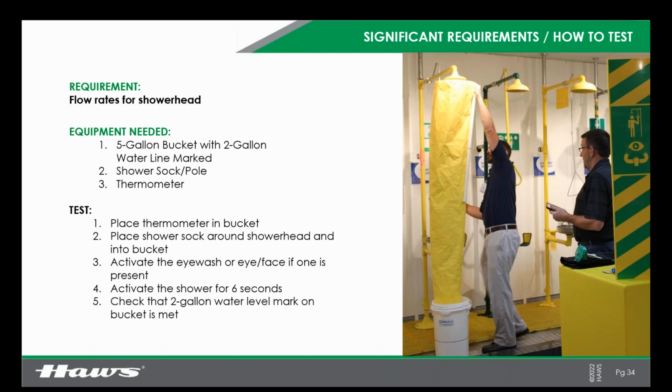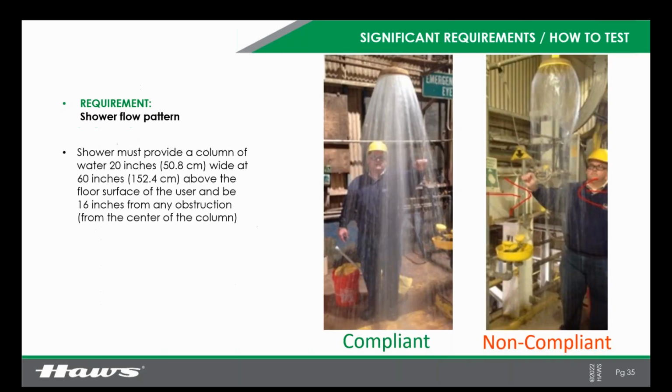This happens a lot when there's no flow controls present, or if there's just not enough water plumbed to the piece of emergency equipment, so watch out for that. Activate the shower for 6 seconds and check that the 2-gallon water level mark on the bucket is met, and we know that we have 20 gallons. Okay, the way that works is just like how a nurse checks your pulse, right? She's not counting for a full 60 seconds every single beat. She's counting for 10 seconds and doing the math. Okay, so shower, 6 seconds, 2 gallons times 10, 60 seconds and 20 gallons. Okay, that's how that works.